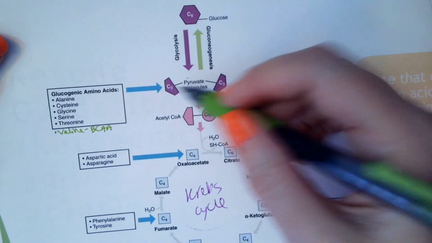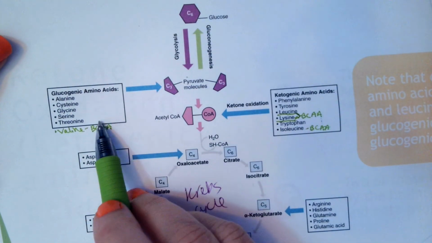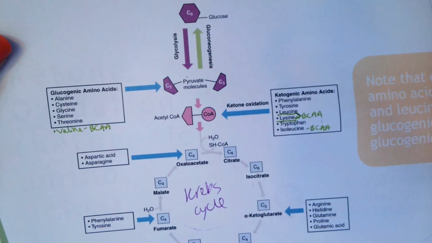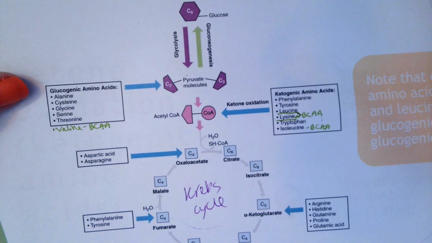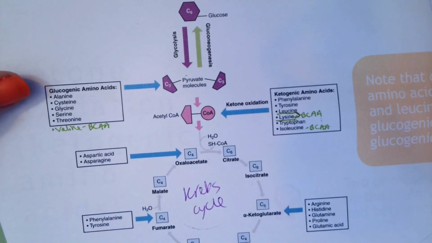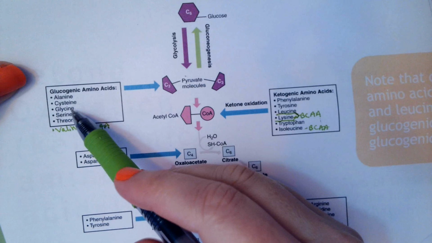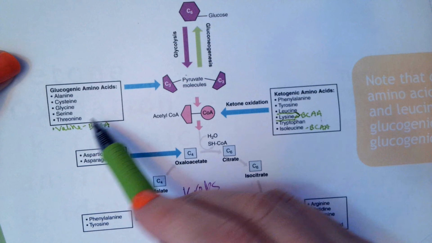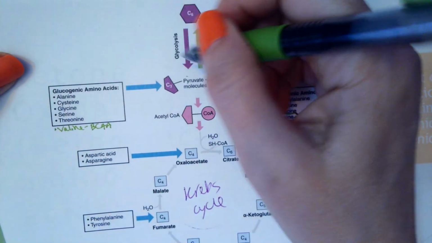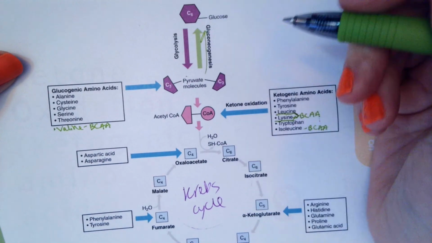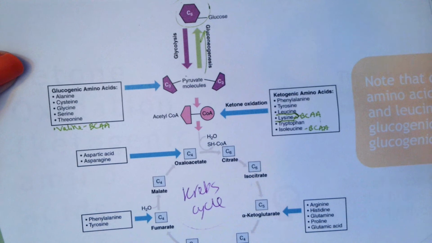Now, before we even leave our pyruvate though, here come our glucogenic amino acids. So alanine, we saw that coming out of the skeletal muscle in a starvation state. Alanine was that one that the skeletal muscle released and that the liver cells, the hepatocytes, could use for gluconeogenesis. Cysteine, glycine, serine, threonine, and valine, which is one of our branched chain amino acids, they can go into pyruvate and then up into gluconeogenesis, okay, and make glucose, so glucogenic.